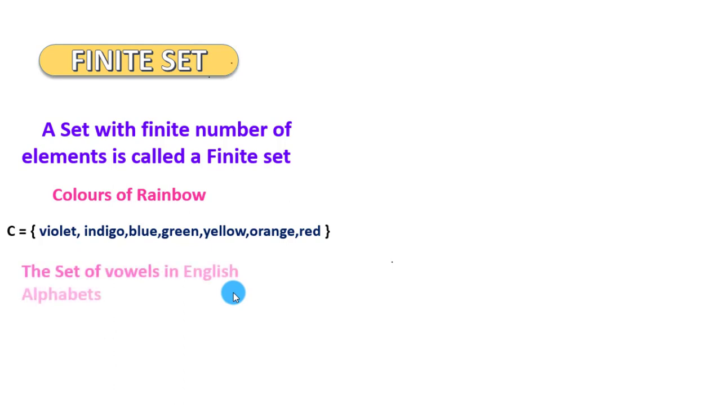Set of vowels in English alphabets. Yes, that can also be counted. What are they? D equal to {A, E, I, O, U}.